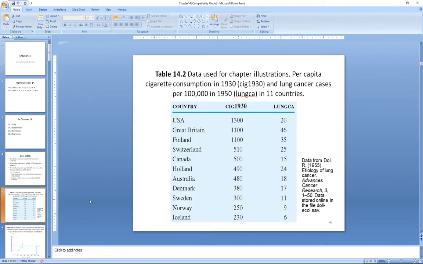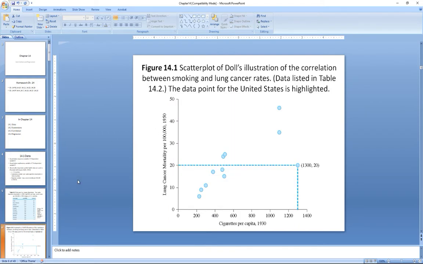So looking at this data, we can go to Table 14.2, the table for the chart, and we can see our countries, all 11 of them, our cigarette consumption in 1930, and our lung cancer associated with it. So if we were to put these on an XY axis and plot a dot where these line up, this is the scatter plot of Doll's illustration of the correlation between smoking and lung cancer rates. The data point for the United States is highlighted, so that's where the US is.